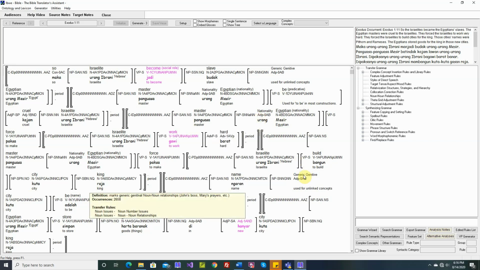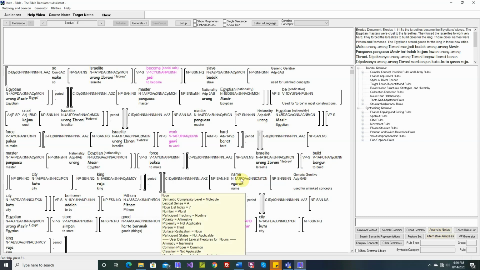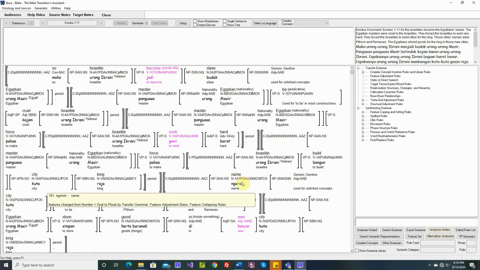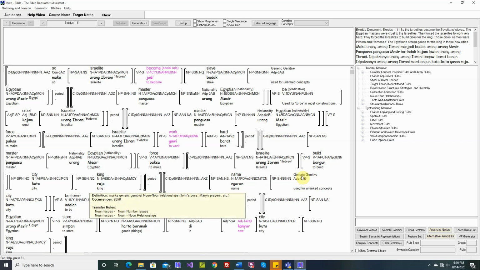So in cases like that, we use what we call a generic genitive. Here, the name and the city. The city's name. That's not kinship or body part or anything like that. So we mark it with a generic genitive. And in a subsequent video, we'll describe how you can use these generic genitives to produce the right morphology in your target language. There are no pronouns in the semantic representations.